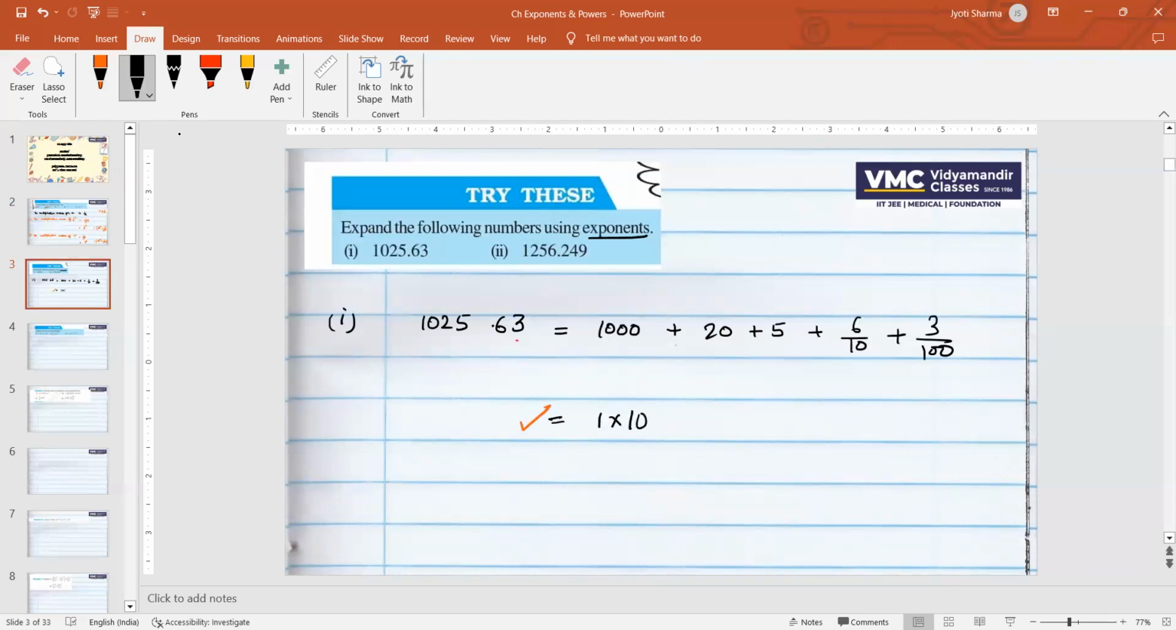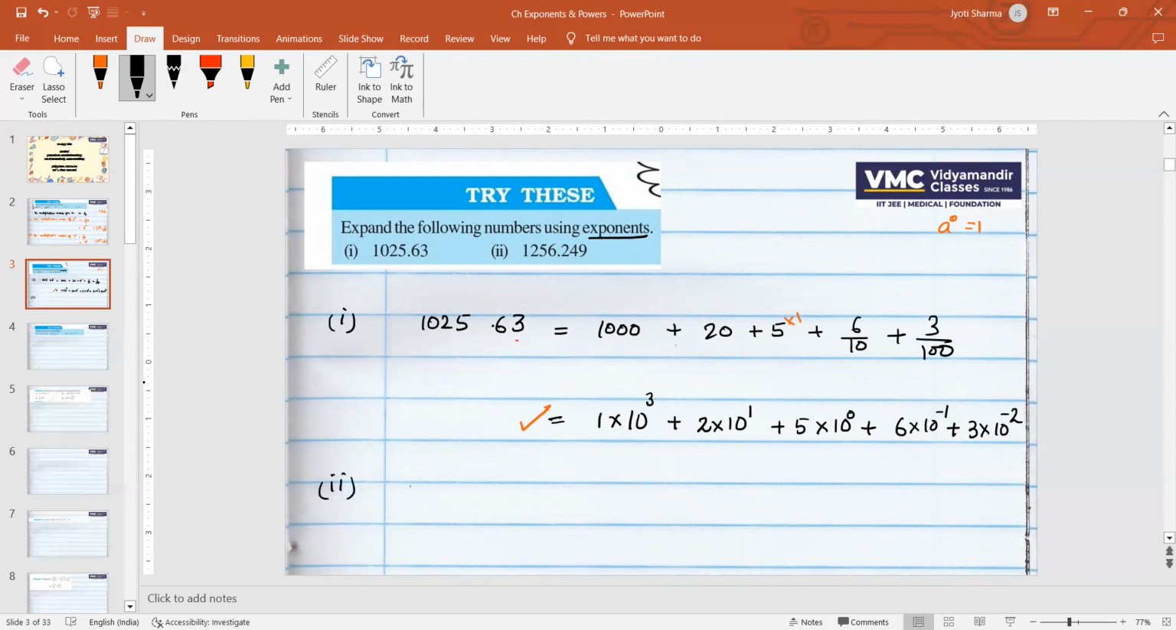Here I can write 10 to the power 3. This is 2 into 10, so 10 to the power 1. This is 5 into 10 to the power 0, because it's the ones place. So this is actually 5 into 1, and you know that a raised to the power 0 is 1. After that, for the negative powers, 1 upon 10 can be written as 10 raised to the power minus 1, then plus 3 into 10 to the power minus 2.